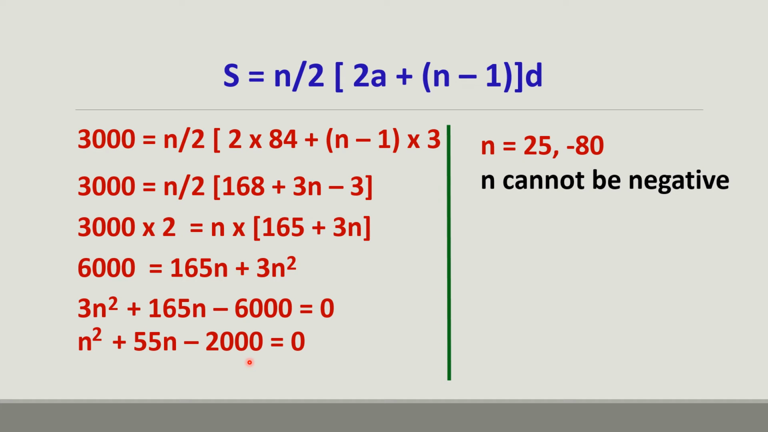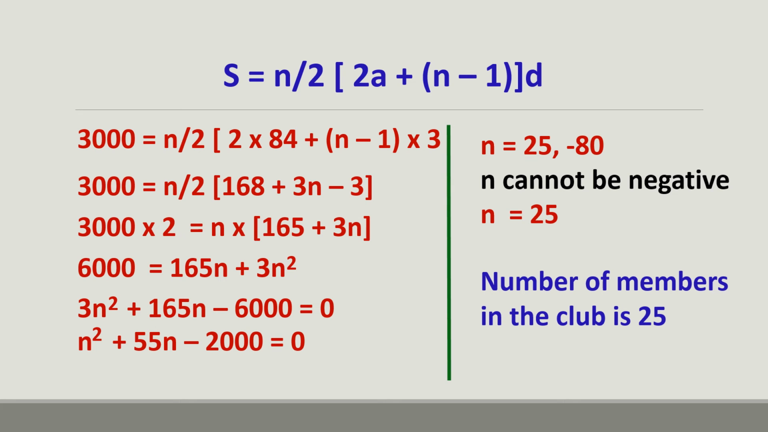We can say that there is one member in the club, two members in the club, 100 members in the club, or 200 members in the club. But can we say that there are minus 1 members or minus 5 members? So the number of members cannot be negative. Hence, we can find that the answer to this question, the number of members in the club, is 25 in this case. Number of members is 25. That is the solution to the problem given.